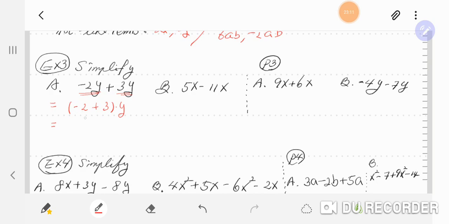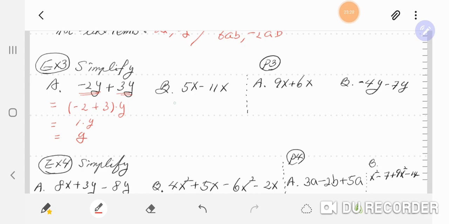All right, then negative 2 plus 3 is 1. So 1 times y. Don't leave it as 1 times y. 1 times y is always equal to what? y, right? So 1 times y is y. So the answer is y.